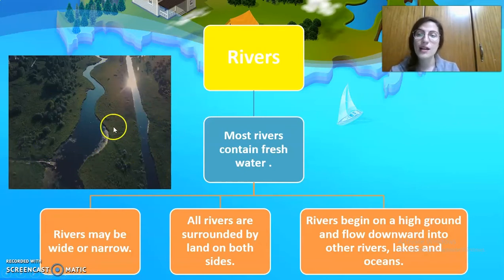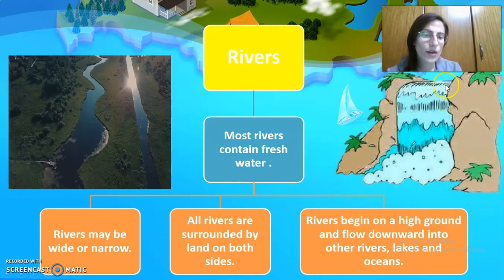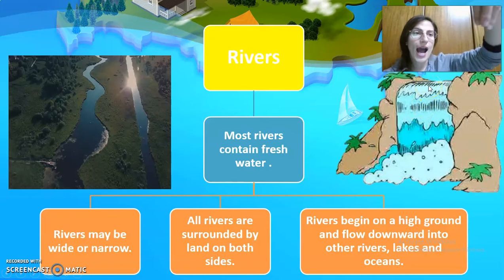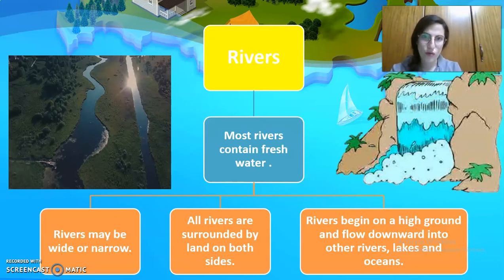On both sides, all rivers are surrounded by land. Clear so far? What else? Where do rivers start, or where do they begin? Rivers begin on high ground and flow downward into other rivers, lakes, and oceans.